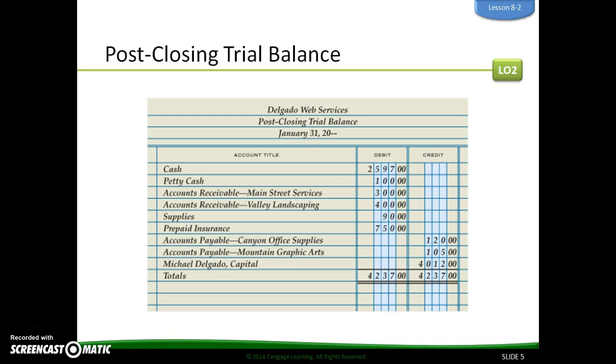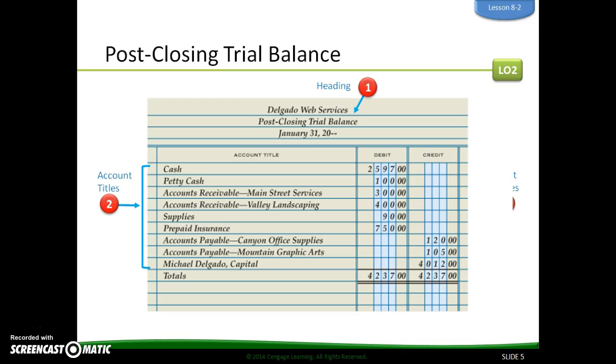Again, it has a heading up at the top that tells us that this is Delgado Web Services, and it has the information on what report it is and the date. So this would be the post-closing trial balance for the fiscal period that ended January 31st. Now, you can see all of the accounts that have a debit balance and all of the accounts that have a credit balance.